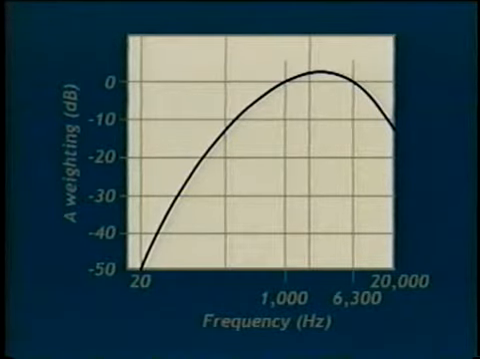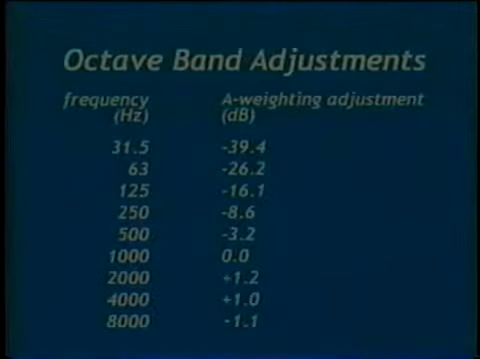This weighting assigns to each frequency a weight that is related to the sensitivity of the ear at that frequency. Frequencies to which the human ear is less sensitive are weighted less than those to which the ear is more sensitive. The A weighting curve emphasizes frequencies in the 1,000 to 6,300 hertz range and de-emphasizes frequencies out of that range. This is the A weighting plot in tabular form for octave bands.